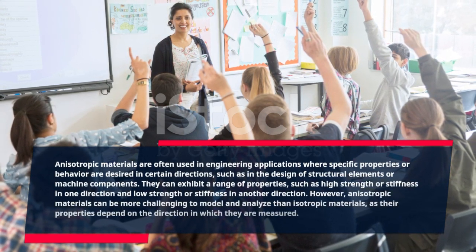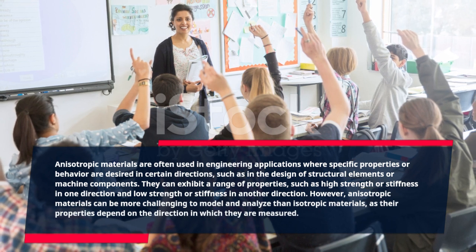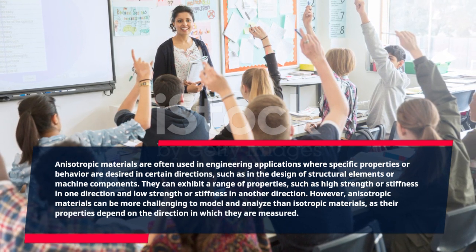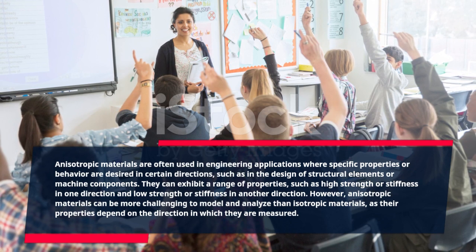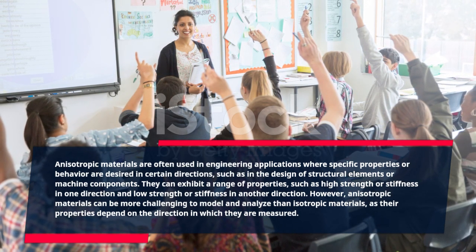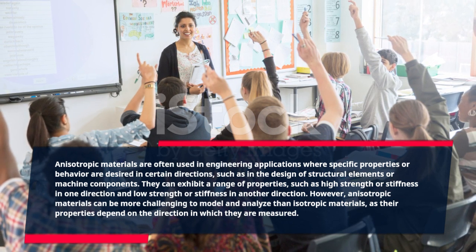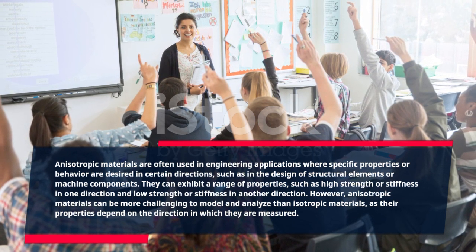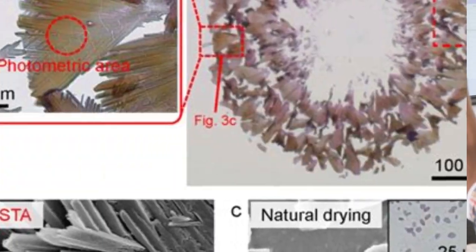They can exhibit a range of properties, such as high strength or stiffness in one direction and low strength or stiffness in another direction. However, anisotropic materials can be more challenging to model and analyze than isotropic materials, as their properties depend on the direction in which they are measured.